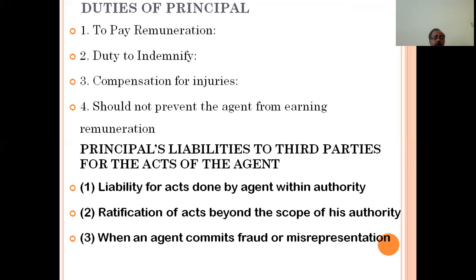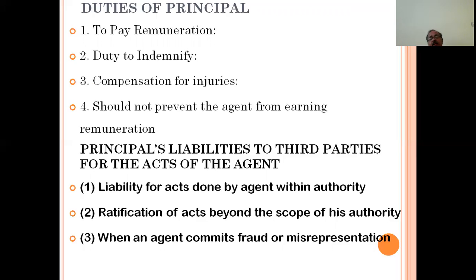Okay. Then we will discuss what are the principal's liabilities to third parties for the acts of the agent. Sometimes the principal is directly responsible to third parties for the acts of the agent. First one, liability for acts done by the agent within authority. Ratification of acts beyond the scope of his authority, where the agent commits fraud or misrepresentation. These are the circumstances. The liability for the acts done by the agent within authority: whatever acts are done by an agent within the authority assigned by the principal.